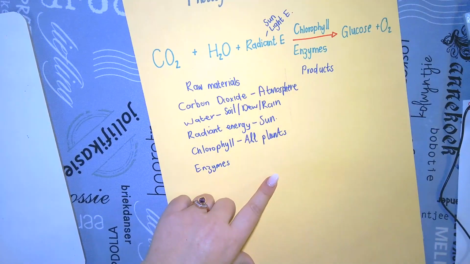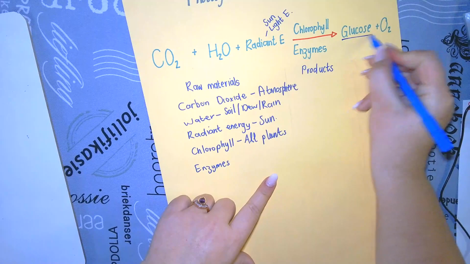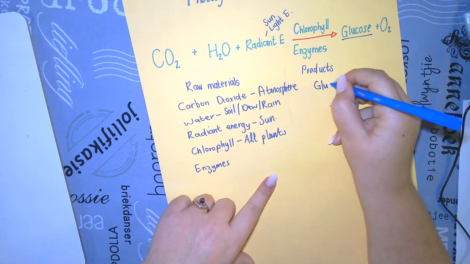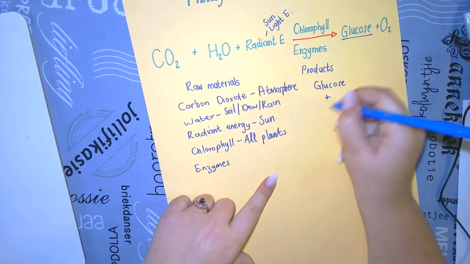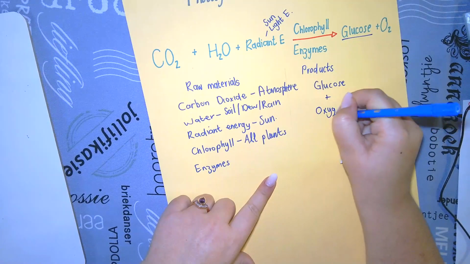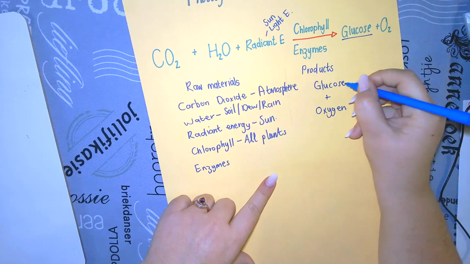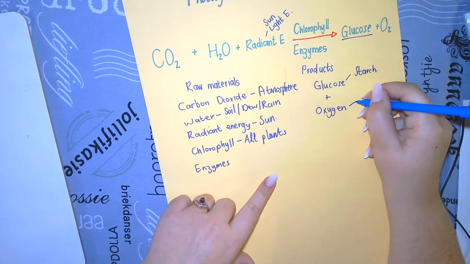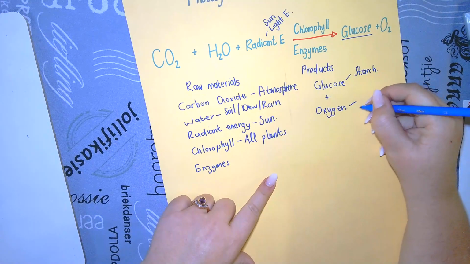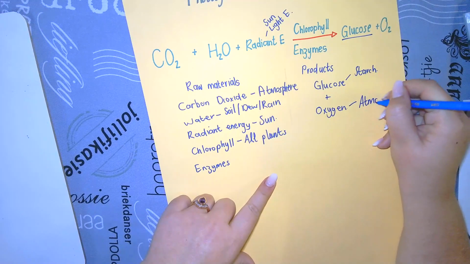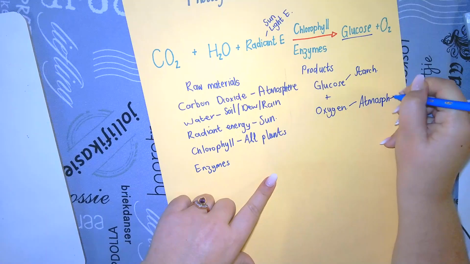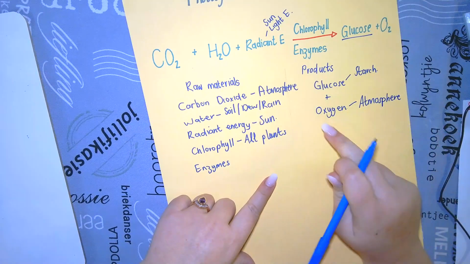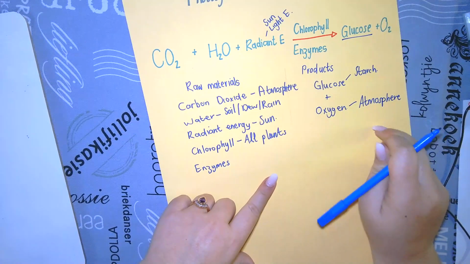Now, it gives us two products. The products are glucose and oxygen. So, the glucose is stored in the plants as starch, and the oxygen is released into the atmosphere. So, okay, it's the oxygen that you inhale daily.